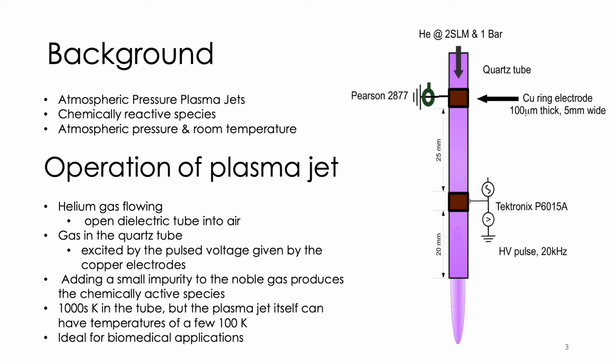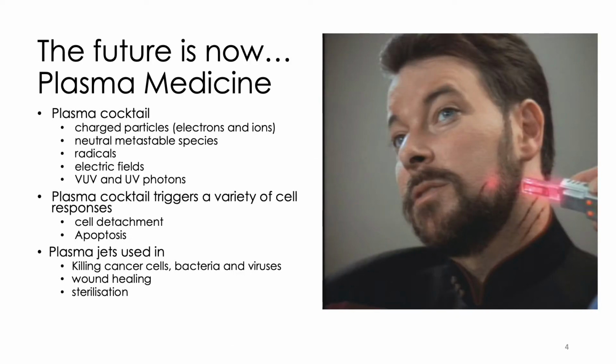Atmospheric pressure plasma jets can be thousands of Kelvin in the tube, but the plasma jet itself can have temperatures of a few hundred Kelvin, making it ideal for biomedical applications. Non-invasive healing is no longer just science fiction. Plasma jets can be used as an alternative treatment for cancer, in wound healing and for sterilisation.